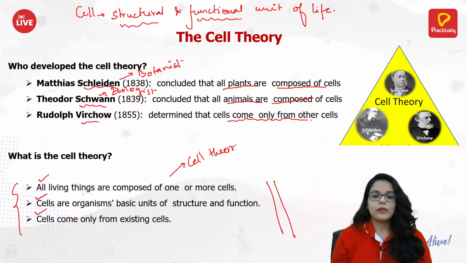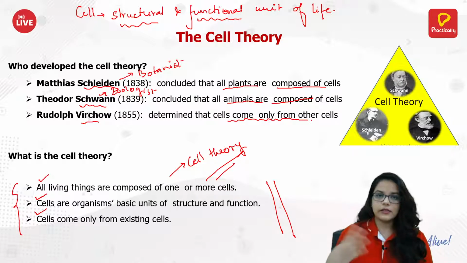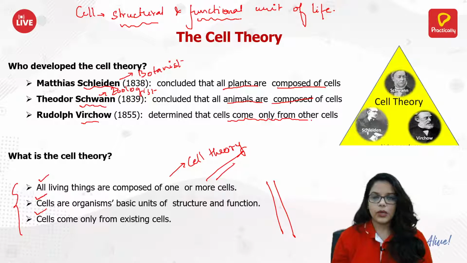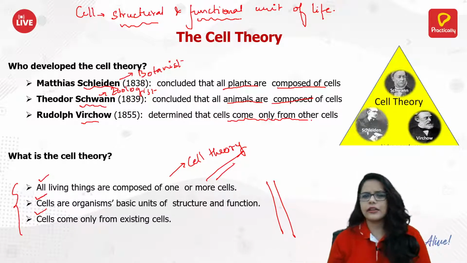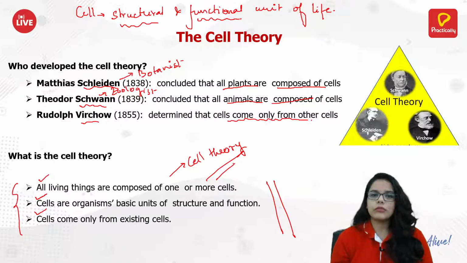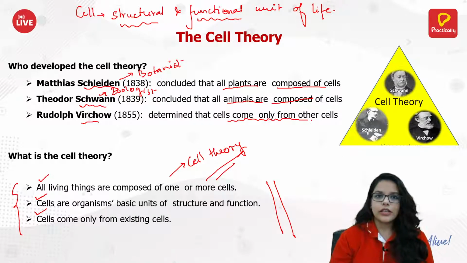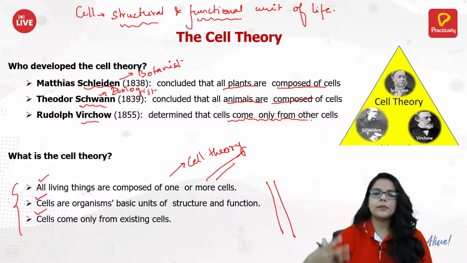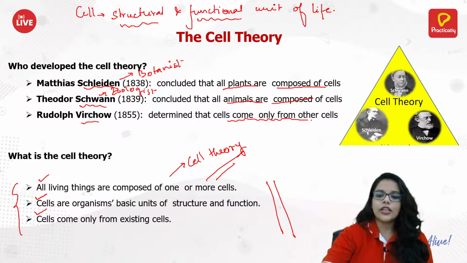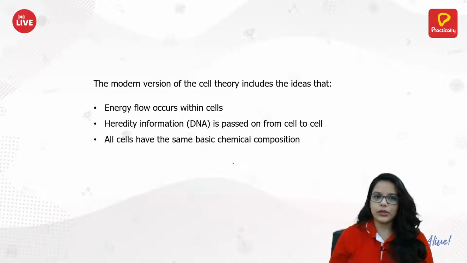Now this was the first draft. Consider this as the first draft. Since this was done in the 1800s, so many years have passed since then, and scientists had a lot of their own opinions as well. As time passed, people started putting in their own opinions one after the other. Now we actually have a modern version also. So what does the modern version of cell theory say?